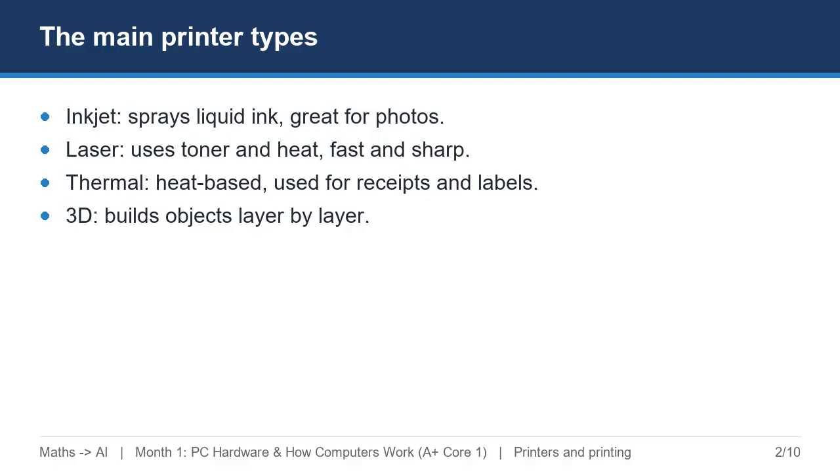Let's meet the family. An inkjet printer sprays tiny droplets of liquid ink, and it's great for photos but can smudge. A laser printer uses powdered toner fused with heat, it's fast and sharp for text. A thermal printer uses heat for receipts and labels. And a 3D printer is completely different, building physical objects layer by layer. On the helpdesk you'll mostly deal with laser and inkjet office printers.